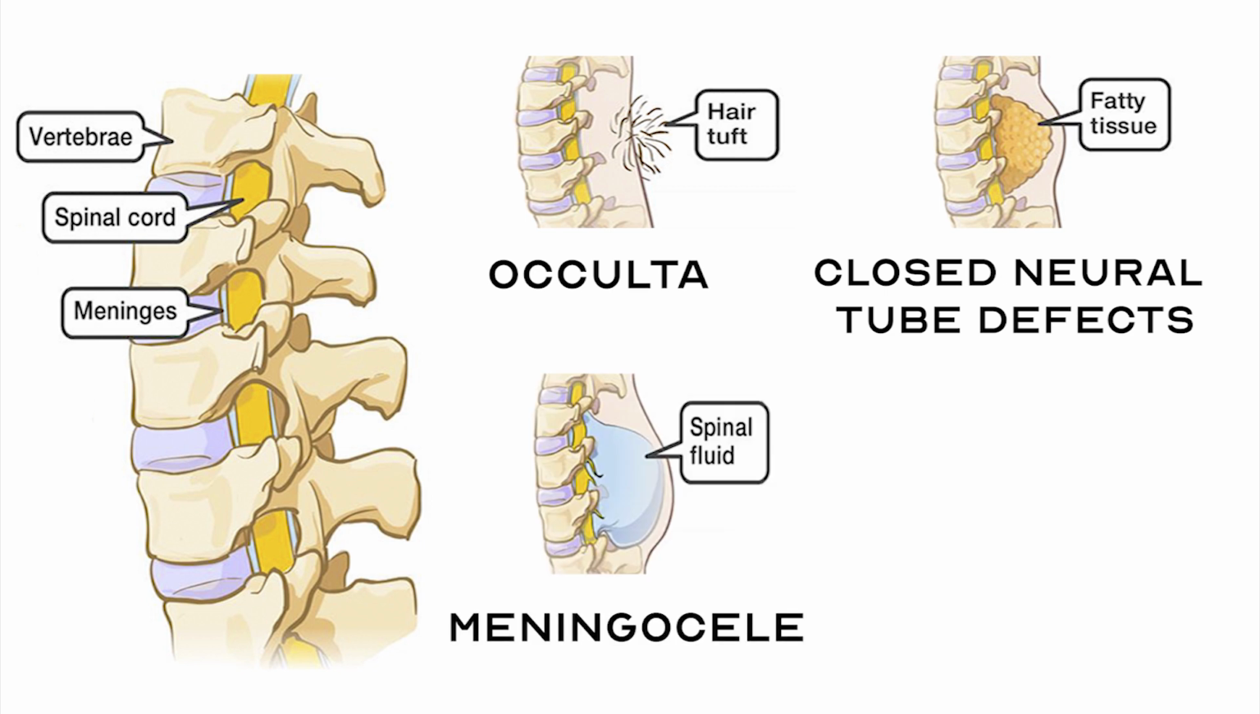Meningocele, in which the spinal fluid and meninges protrude through an abnormal vertebral opening. The malformation contains no neural elements and may or may not be covered by a layer of skin.